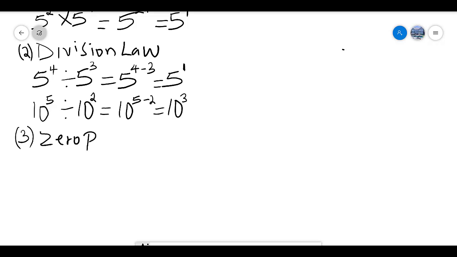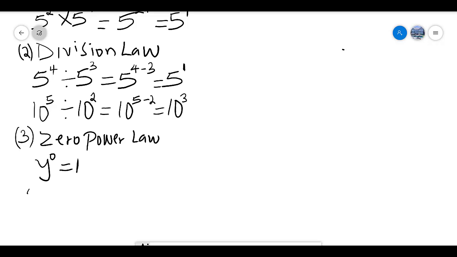Zero power law. Okay, what happens here? The general rule for this is any number raised to the power of 0 is 1. So if I have y raised to the power of 0, the answer is 1. How can we prove this?